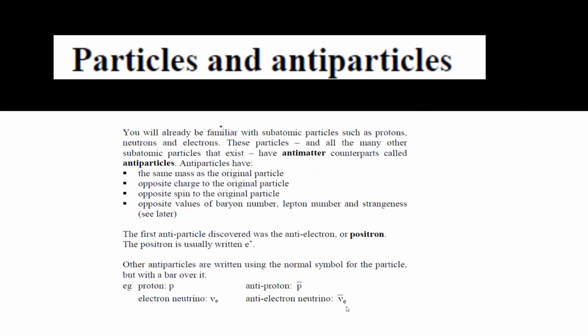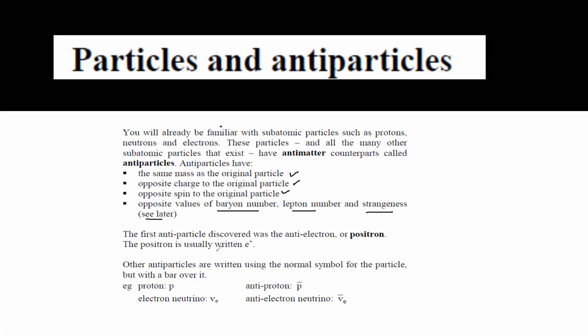So we have particles and we have antiparticles. What is the characteristic of the particle and antiparticle? They have the same mass. They have opposite charge and opposite spin to the original one. For example, if one is rotating clockwise, the other rotates anti-clockwise. They also have opposite values of baryon number, lepton number, and strangeness, which we'll discuss later because that's related to other topics.